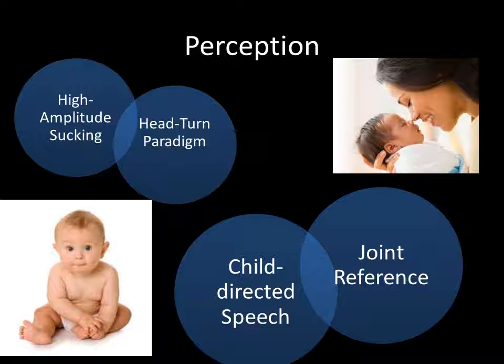Parents also use what's called joint reference to help children learn new words. Joint reference occurs when a caregiver labels an object or action when both the caregiver and the child are attending to that object or action.